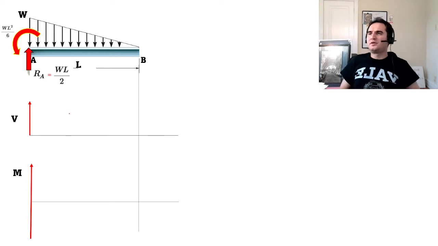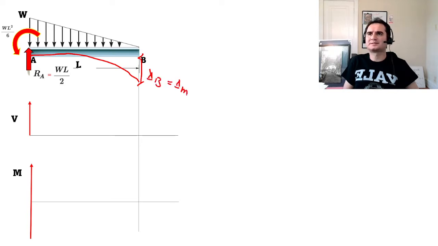Let's consider we want to calculate the maximum deflection at the free end B for this cantilever beam. So delta B is delta max, due to this non-uniform distributed load over the span of the beam, changing from 0 to L, from the free end to the support. So this is the fixed support.